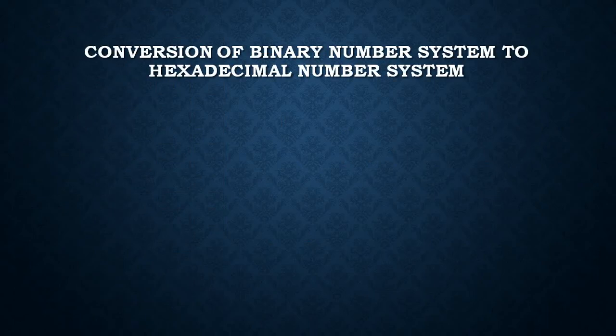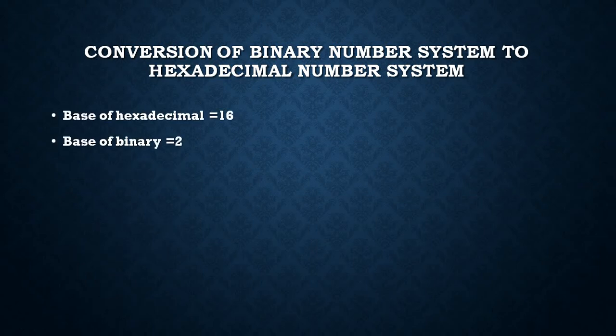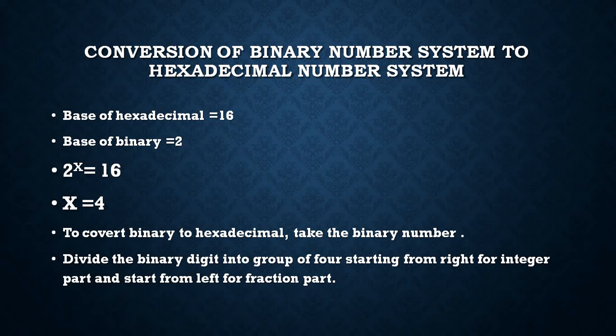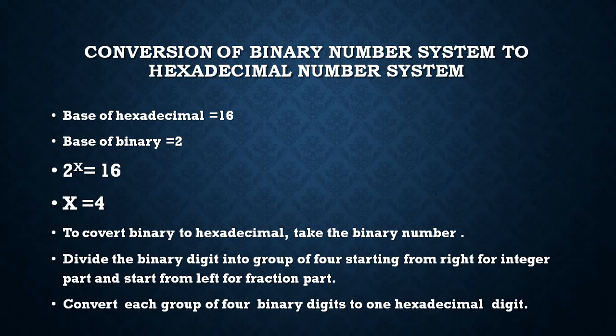Now, conversion of the binary number system to the hexadecimal number system. Again the base of hexadecimal is 16 and the base of binary is 2, so we get the equation 2 raised to x equals 16. This x indicates that the value is 4, and depending on this value we say that to convert binary to hexadecimal, take the binary number and divide the binary digits into groups of 4, starting from the right for the integer part and starting from the left for the fraction part. Convert each group of 4 binary digits to one hexadecimal digit.